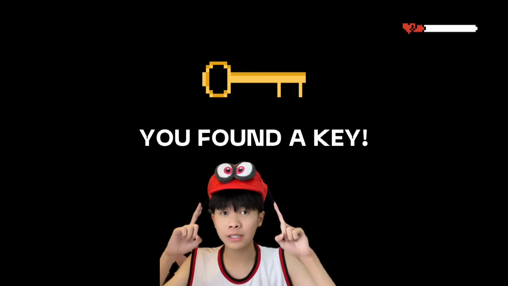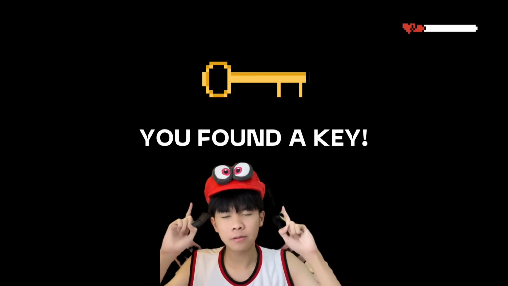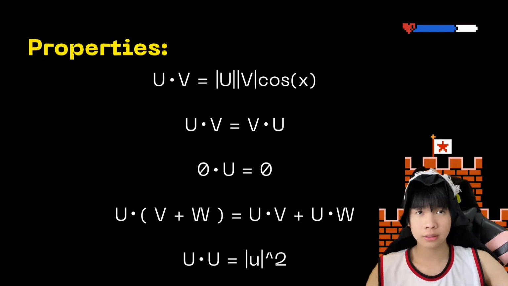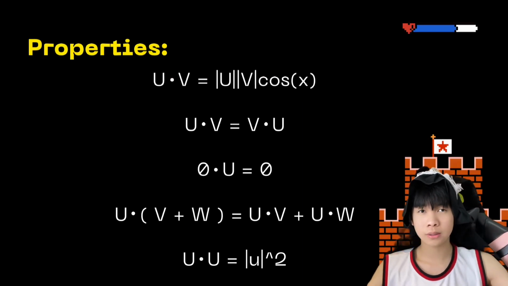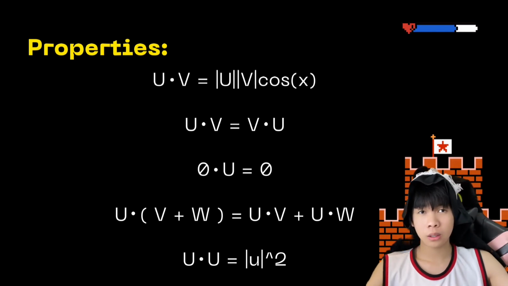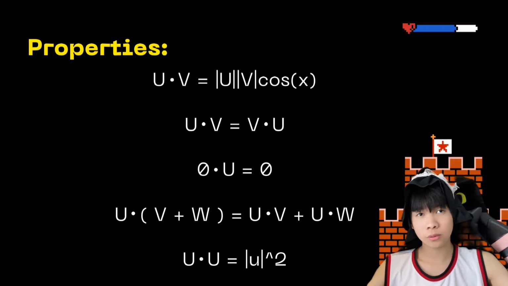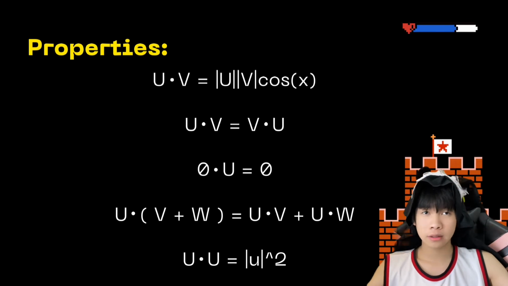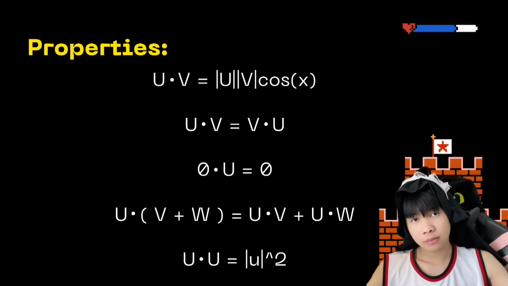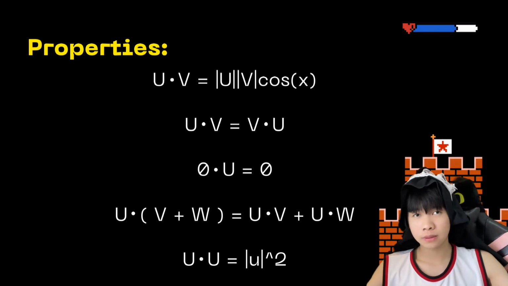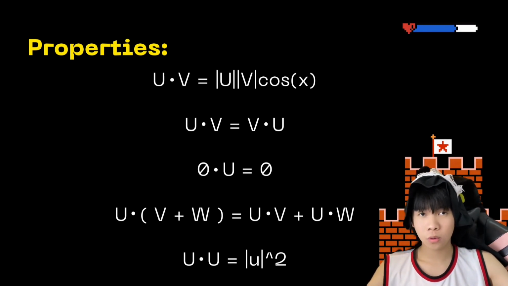Oh, you found a key. So you can unlock the secret part of this level: the properties of the dot product. The dot product of two vectors is also defined as the absolute of u times the absolute of v times cos theta. Another property in this secret room: u dot v can be switched into v dot u. And any vector that you multiply by 0 becomes 0.